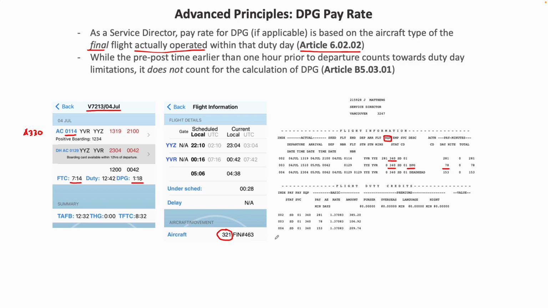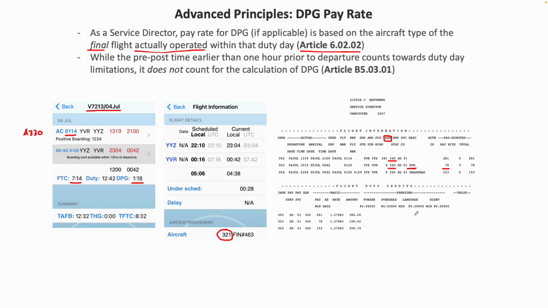that it was on an Airbus 321, but it doesn't matter because based on the language in Article 6.02.02, the pay for your DPG is based on the aircraft type of the final flight actually operated. So we didn't operate flight 129, we deadheaded. So 114 was the only flight we operated. It was on an Airbus 330, so DPG accordingly for that duty day is paid at the 330 rate.